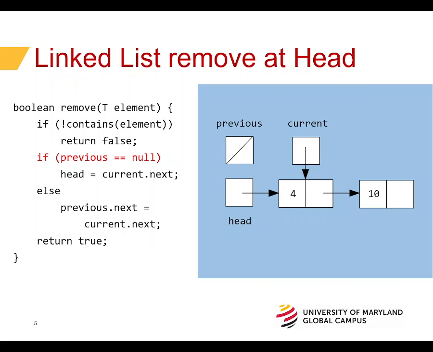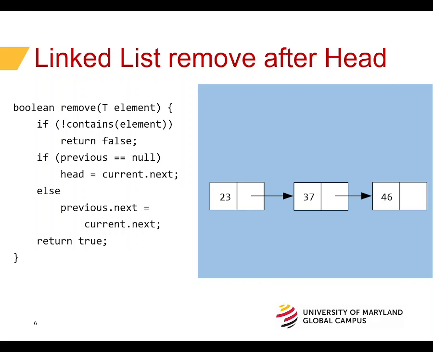Previous is null, so this condition is true. So the head is now changed to point to current.next, which was the second node. You might wonder about the case when this node was the only node in the list. If that were true, current.next would contain a null, which means this assignment would make head null. That is exactly what we want because what defines an empty list is head being null. The node containing the 4 is now inaccessible and will be deallocated by automatic garbage collection, and true is returned, indicating success.